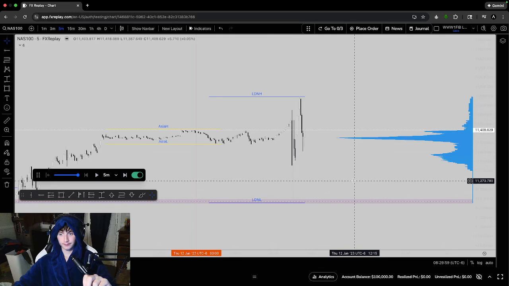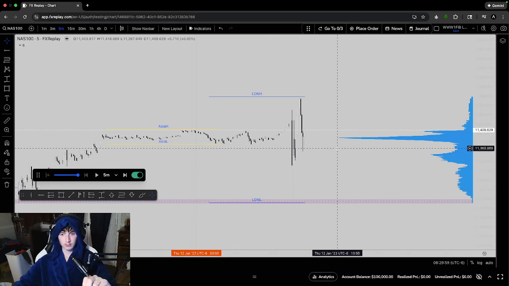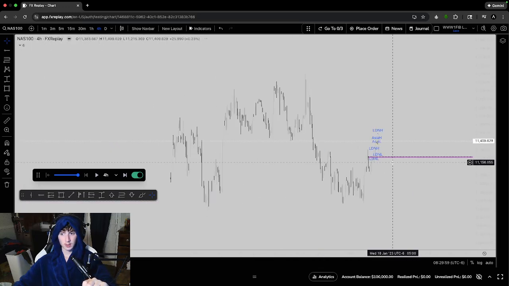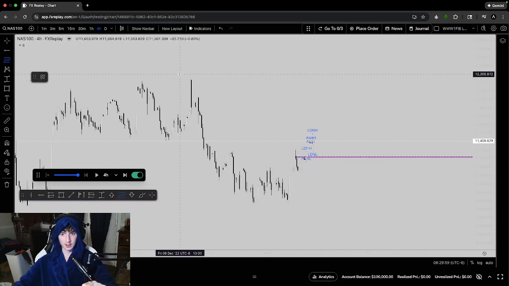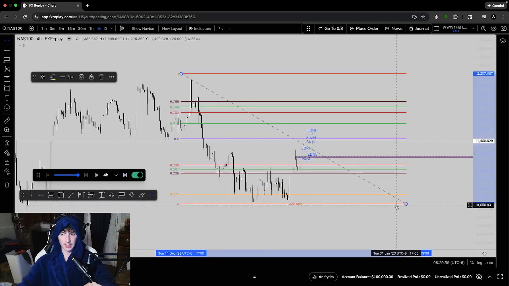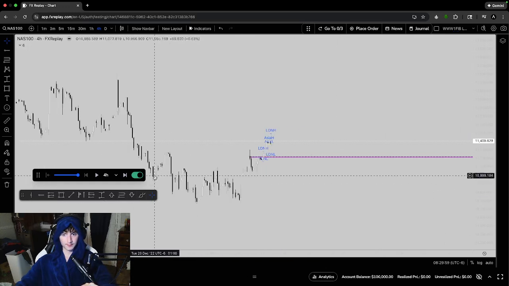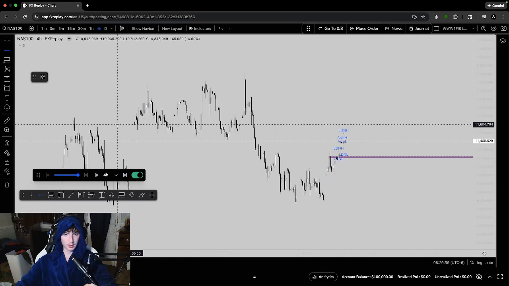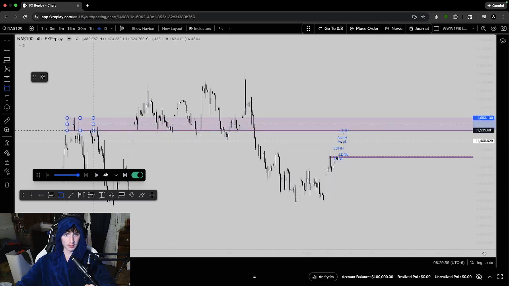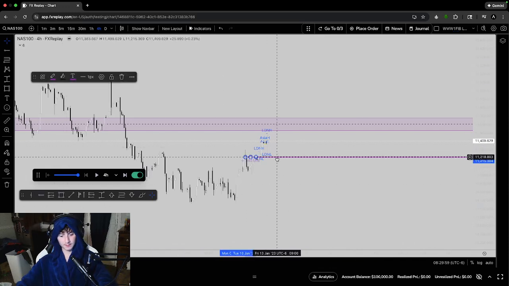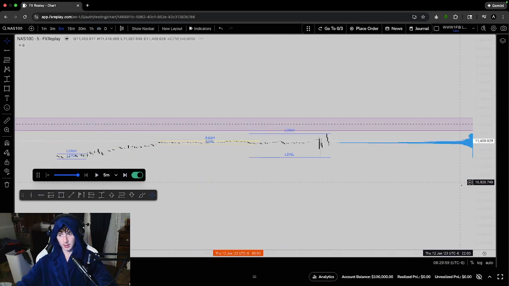We got... looks like we might be reversing. Let's see if we touch the equilibrium of this range. We might have a small retrace here, especially since we just tapped. Well, again, here's this support right here. Here, I'll mark this. Here it is. That's that level of support I want to see tapped into. And then we can take a short off of that.